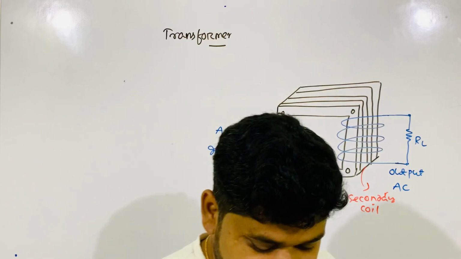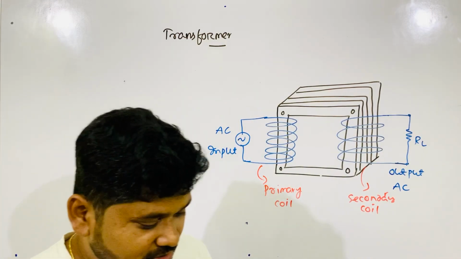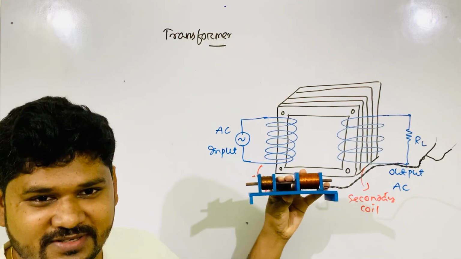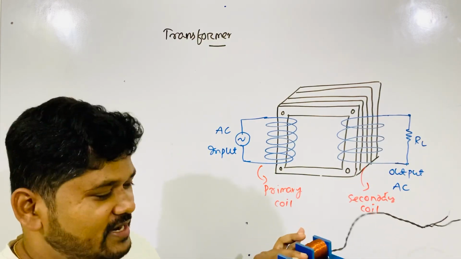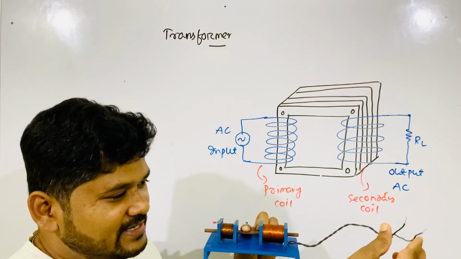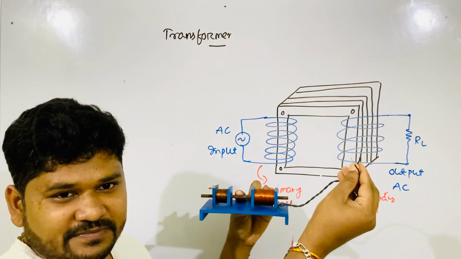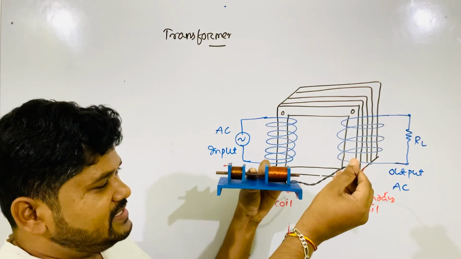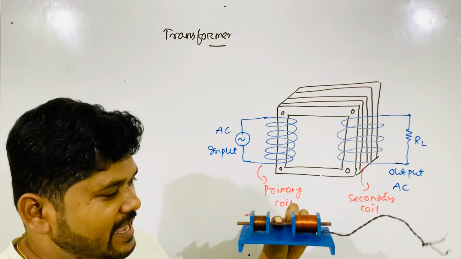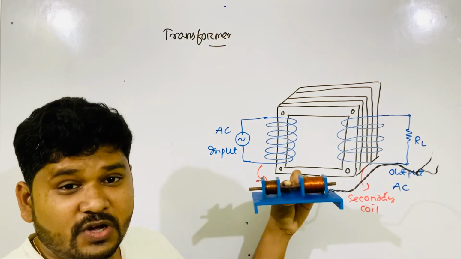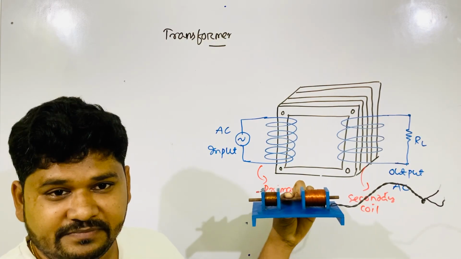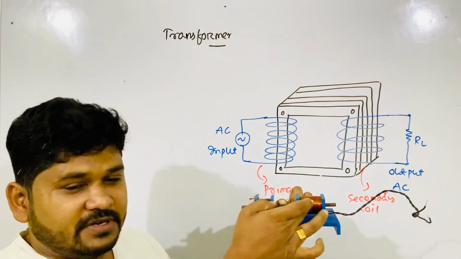So I had made one transformer. Once you see, this is a very simple construction. This is one coil, this is one coil. The coils are like this. One LED bulb is connected here. If I connect AC to these two terminals, then this bulb will glow. Anybody can make it. This is the arrangement of the coils. What I have done here is keep a little separation between them. This is one type of arrangement of coils.